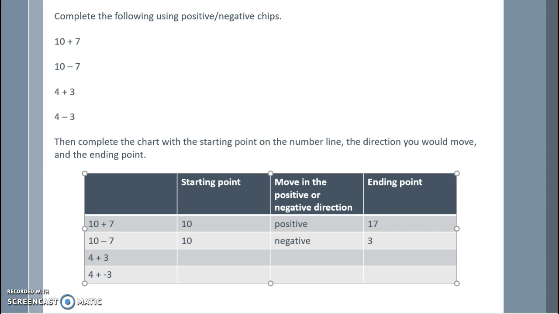The third one, we started at 4. Again, we moved in the positive direction because we were adding more to it. We weren't adding negative, we were adding positives, so we ended up at 7. And then the last one here, we started at 4. This time we added a negative 3, so we went negative distance, or subtracted, and we ended up at 1.